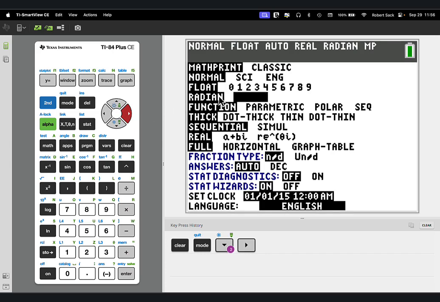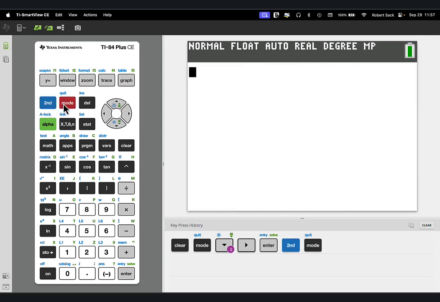Notice the cursor is blinking over degree. I'm going to go ahead and press enter. And now you can see my calculator is in degrees. So let's go ahead and try some inverse trig functions.